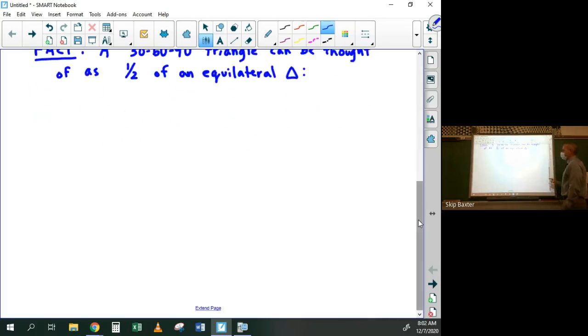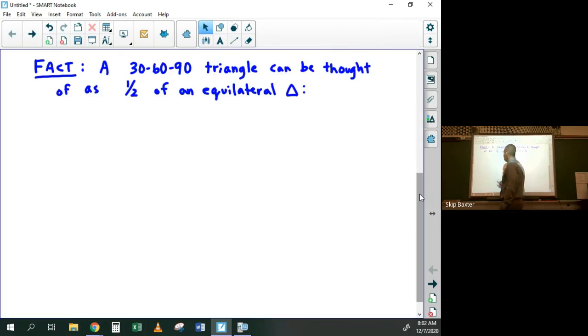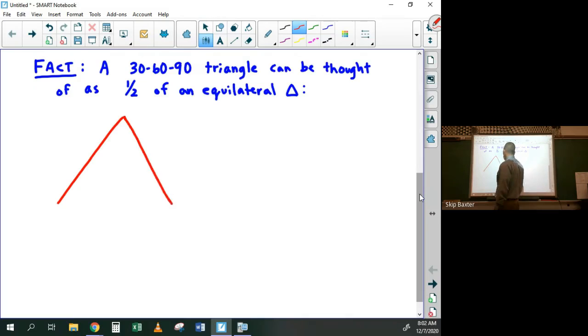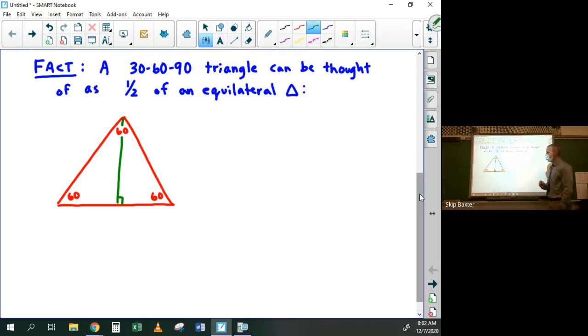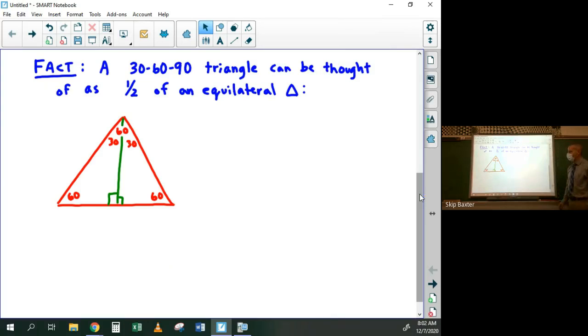Right? Think about it. If I have an equilateral triangle like this, and I split it right down the middle, definitely equilateral triangles have 60-degree angles, right? So this is all 60, 60, and 60. So if I take this equilateral triangle and split it right down the middle, then I'm going to end up with a 30, 60, 90 triangle. Two 30, 60, 90 triangles, right? This would be 30 and 30, and this would be 90, right? So I have two 30, 60, 90 triangles if you split an equilateral triangle in half.